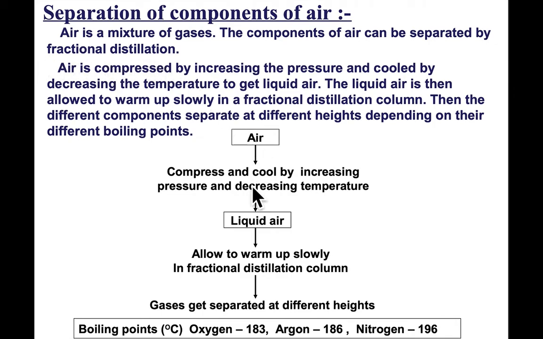So what we do in this, let us discuss first through a flow chart. Air is compressed and cooled. How can we cool the air? By increasing pressure and decreasing temperature. So air is first converted into liquid air by increasing pressure and decreasing temperature.